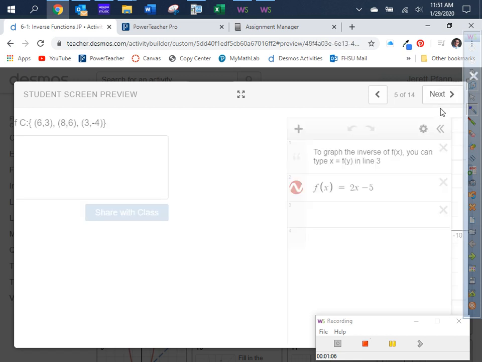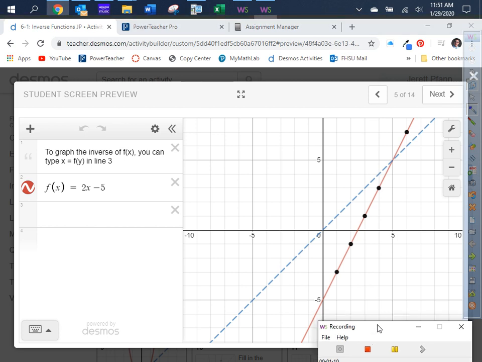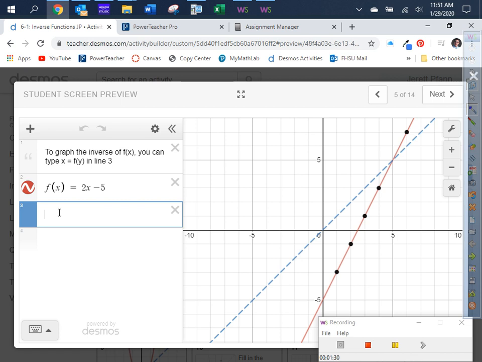So now on slide 5, in class it was a little tough because students have a hard time understanding what they're supposed to do here. They want us to graph the inverse of f of x. Hey, look at this. It will literally tell you what to type in line 3. We don't have to do any work at all to graph the inverse on Desmos. Desmos is really cool. They say type x equals f of y in here. So that's all you type.